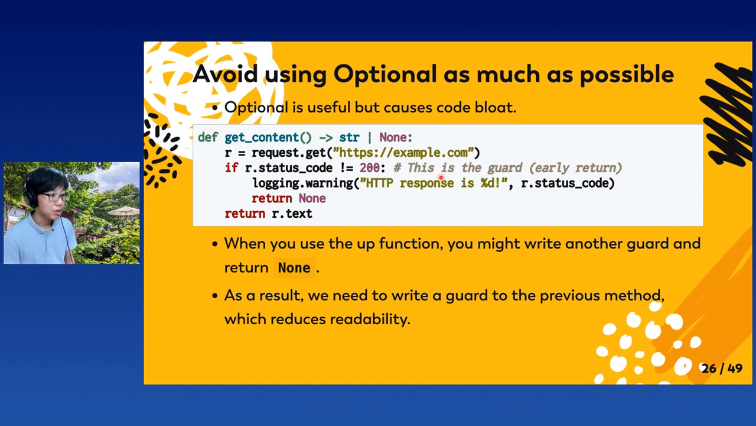This is the reason. Avoid using Optional as much as possible. Optional is, of course, useful, but it causes code bloat. When you adopt it in a function, you might need another guard and return None. As a result, we need to write a guard outside of this method, which reduces readability, and that is not good.